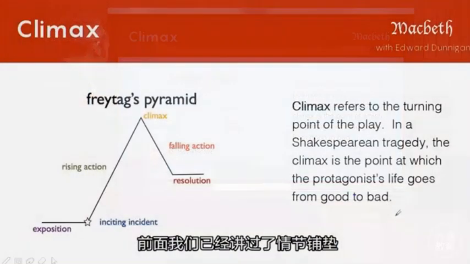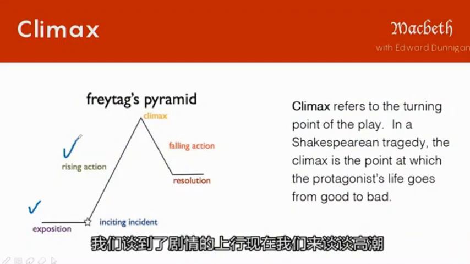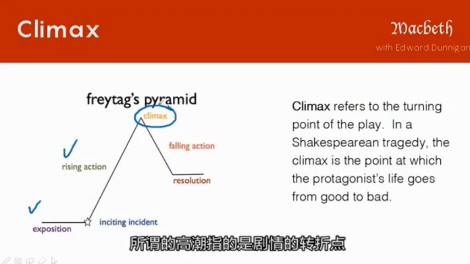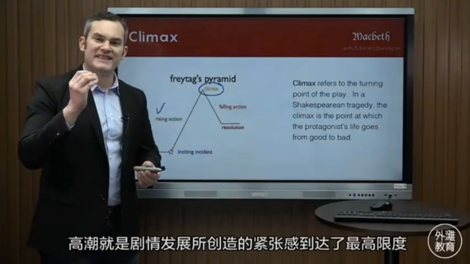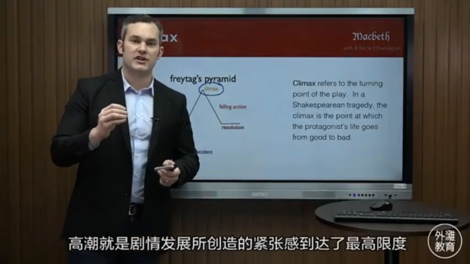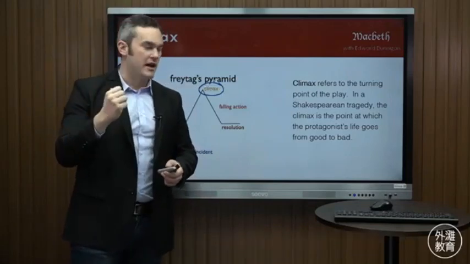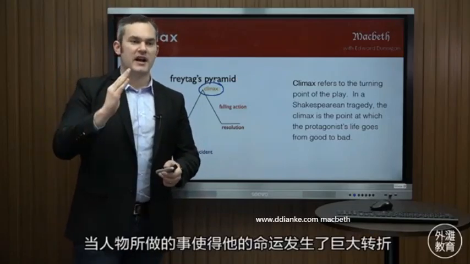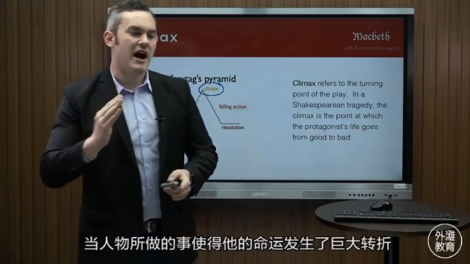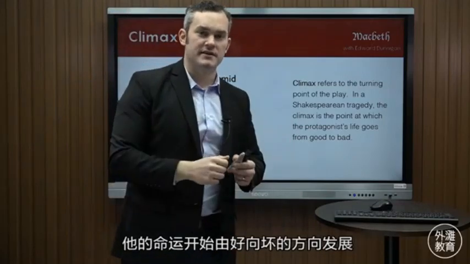Okay, so we've talked about exposition, which reveals information about characters. We've talked about rising action. Let's now talk about climax. So climax refers to the turning point of the play. Climax is when the tension that's produced in rising action is at its highest point just before that tension breaks. Okay? And in tragedy, climax is when the final deed that kind of puts the character at their highest point is accomplished right before the downfall begins. Okay?